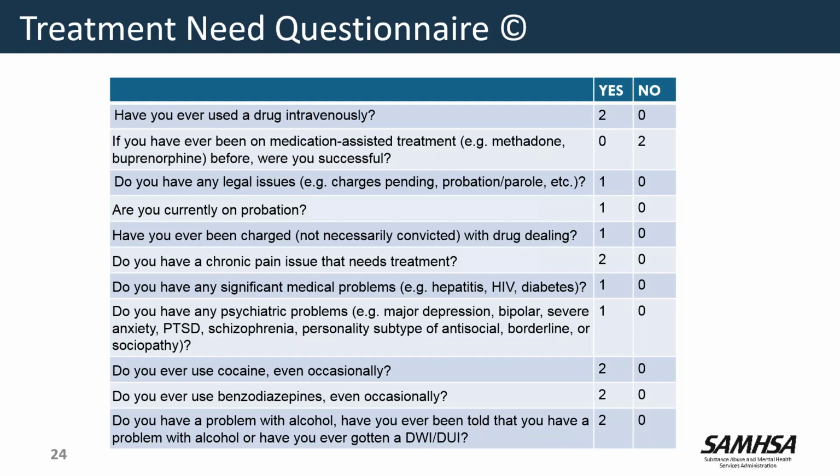Chronic pain is always an issue. Cocaine, benzodiazepine, and alcohol use. Those items we thought would be higher because they often predict more dysfunction. The other items you can see here are issues around psychiatry and medical, legal issues, etc.